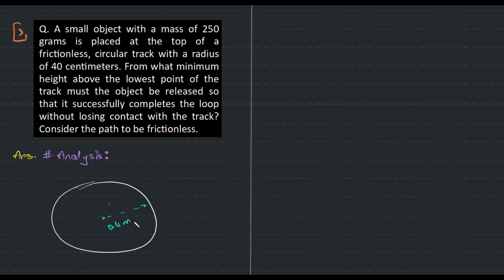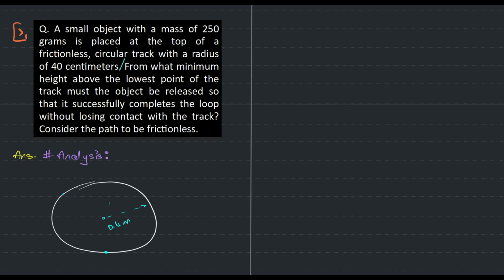40 centimeter, or 0.4 meters. For what minimum height above the lowest point? So this is the lowest point. So at what height? For what minimum height above the lowest point of the track must the object be released so that it successfully completes the loop without losing contact with the track? So somewhere over here, if I leave, the object goes in this manner and it keeps going. Okay, so that's the question.